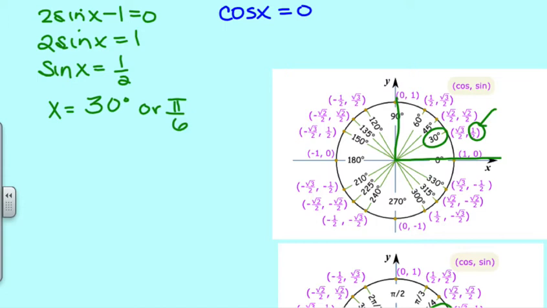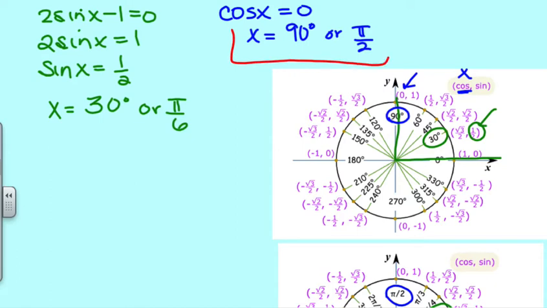All right, let's go on to the blue equation. The cosine of x equals 0. So when do I get the cosine, the x value, to be 0? Right here at 90 degrees or pi over 2. So x equals 90 degrees or pi over 2. We're using what we call inverse trig. So there are two answers.